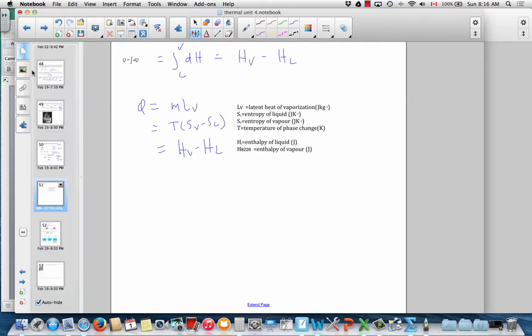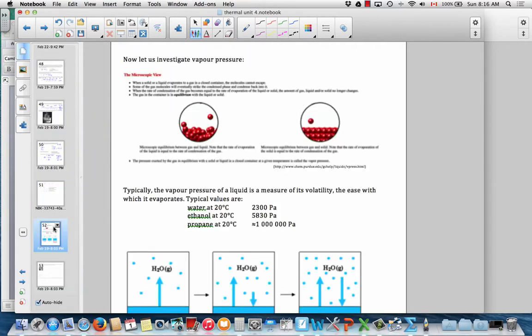So, as we said, we want to look a little bit more at vaporization, and we want to calculate a result related to the vapor pressure, which is known as the Clausius-Clapeyron Equation.